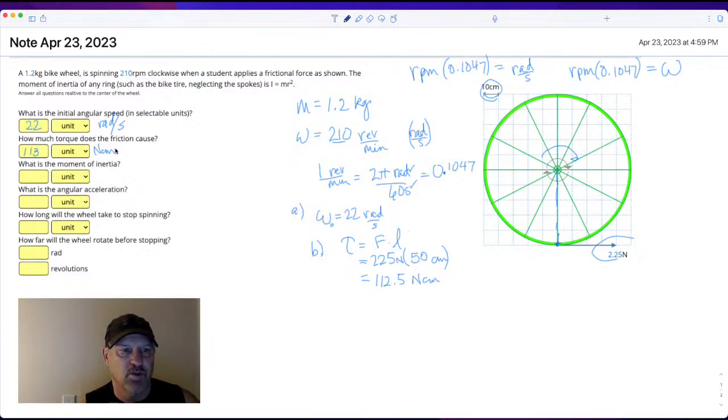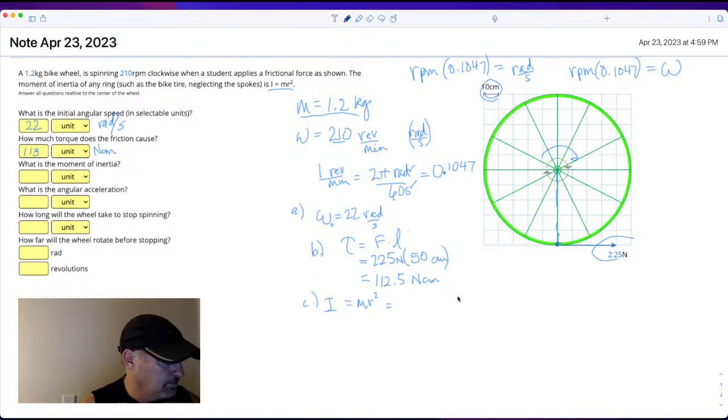So what is the moment of inertia? Well, it says right here for the disk, I equals m r squared. Well, m is this, and we said r was equal to 50 centimeters. So part C, I equals m r squared. Now the question is, do we need r to be in meters, or can r be in centimeters? So let's figure it out for both. So m is 1.2 kilograms.